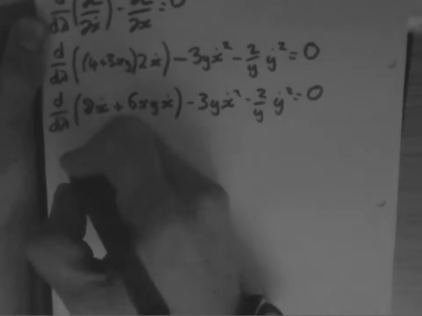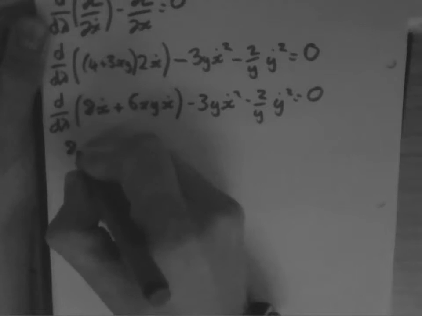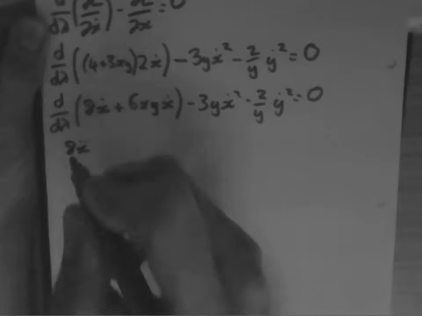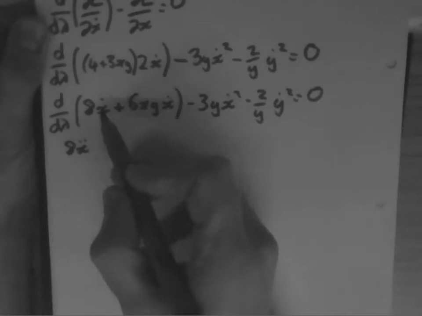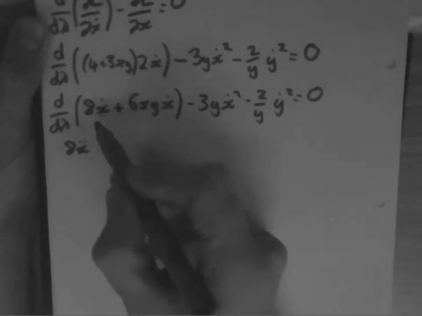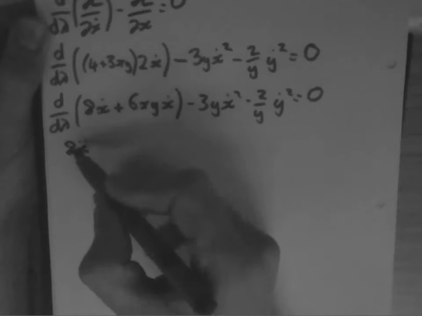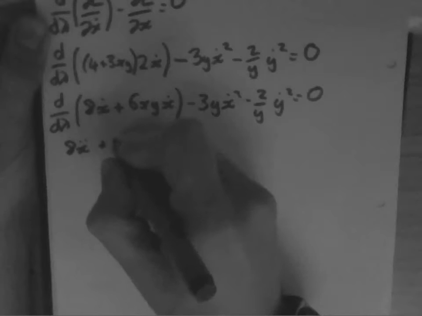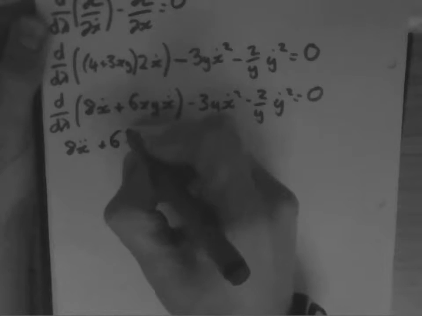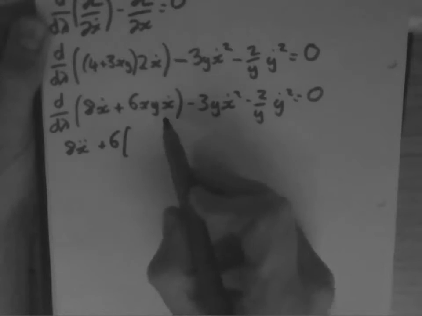So I could break this up to be the derivative of 8x dot with respect to lambda. That's simply going to be 8x double dot. X dot is simply dx d lambda, so the derivative with respect to lambda of x dot is x double dot. So that becomes it. This term here is going to require a little bit more thought, but this is a product rule where there are 3 terms in the product.